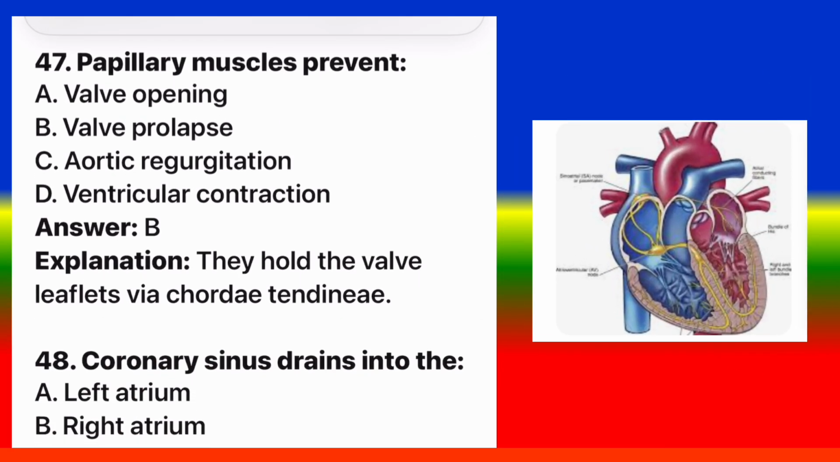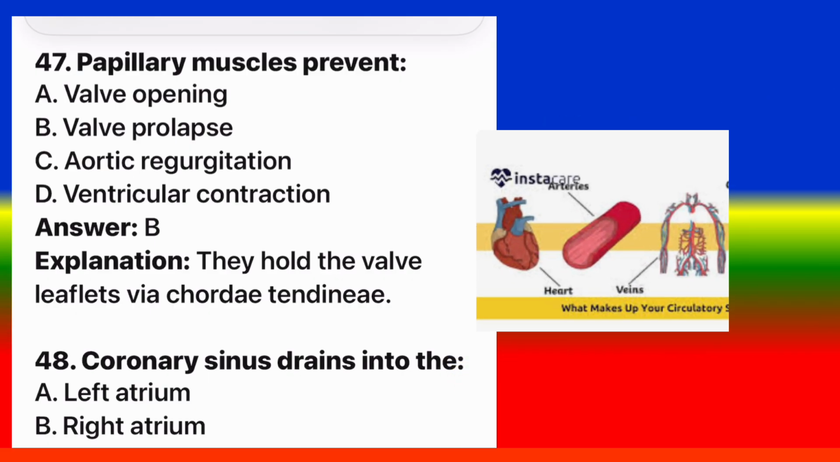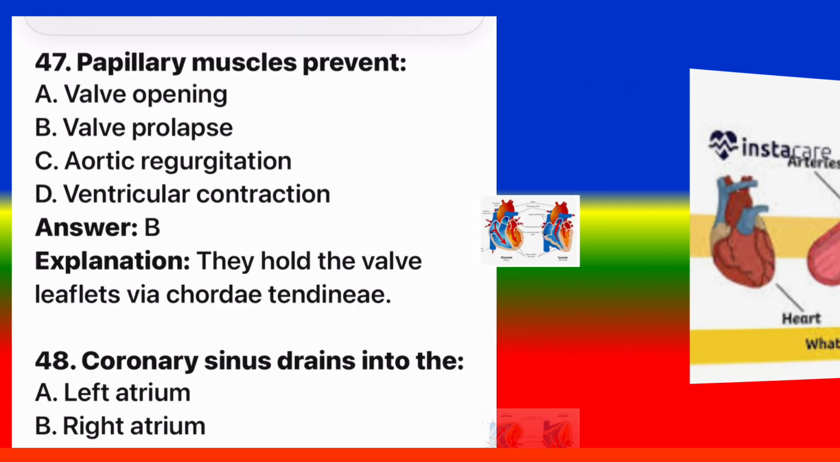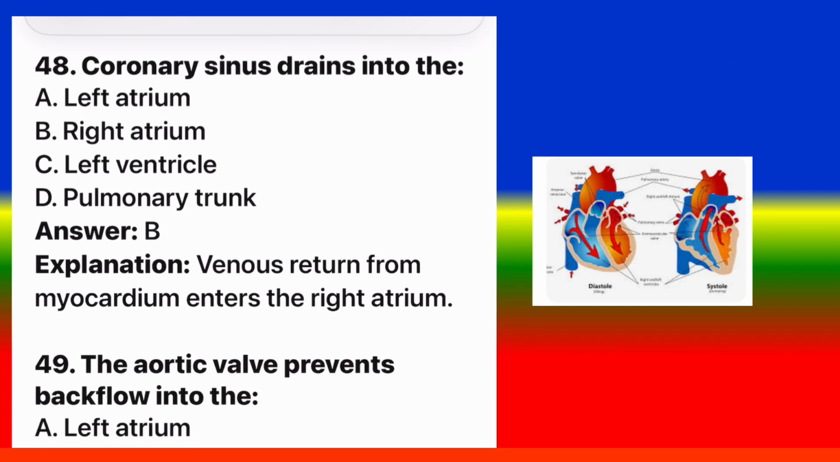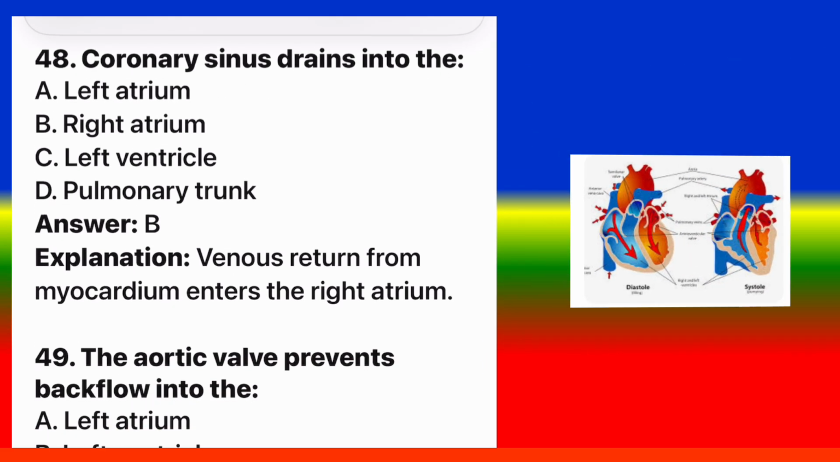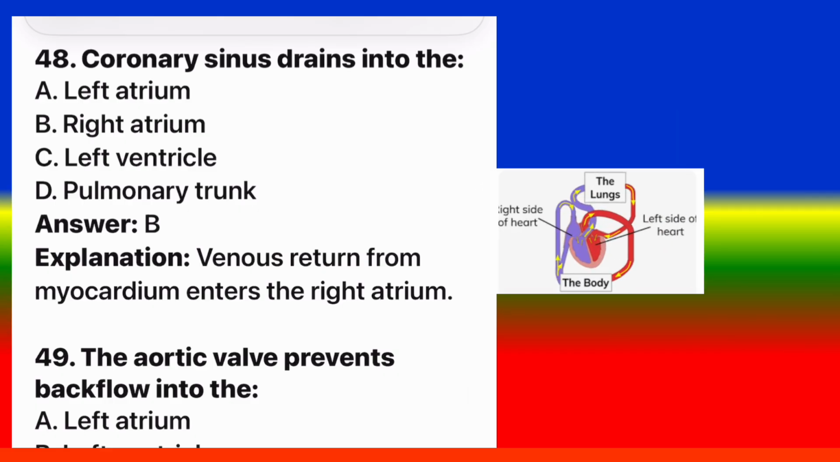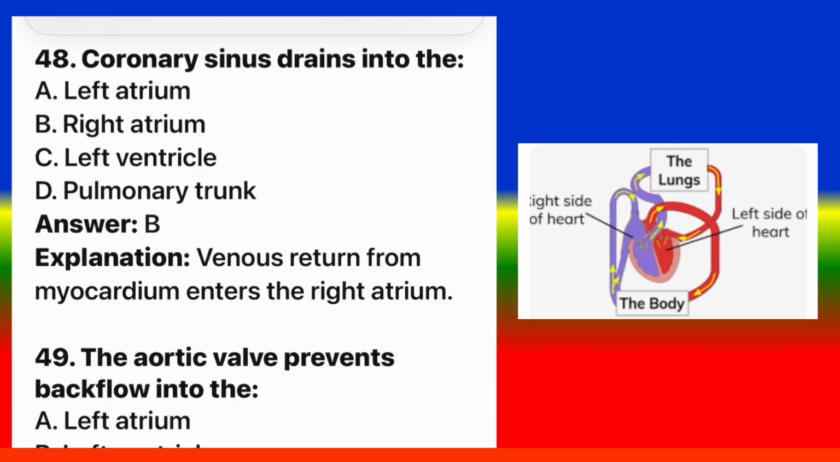47. Papillary muscles prevent A. valve opening, B. valve prolapse, C. aortic regurgitation, D. ventricular contraction. Answer B. Explanation: they hold the valve leaflets via chordae tendineae. 48. Coronary sinus drains into the A. left atrium, B. right atrium, C. left ventricle, D. pulmonary trunk. Answer. Explanation: venous return from myocardium enters the right atrium.